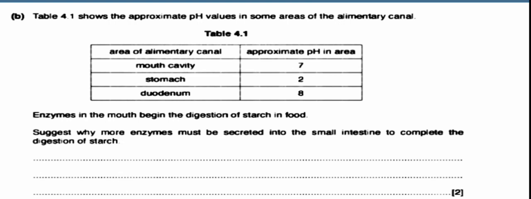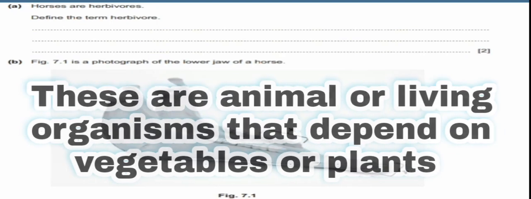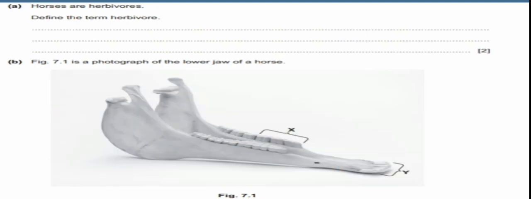The next question. What cells are herbivorous? Define the term herbivore. So the term herbivore refers to animals that mainly depend on vegetables or plants to survive. So you can say these are animals that feed on plants to survive. An example, you can talk of goats, cows, and so on.